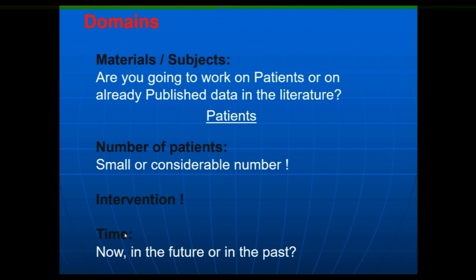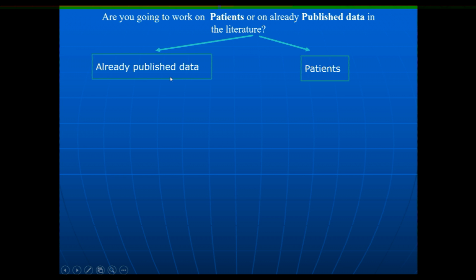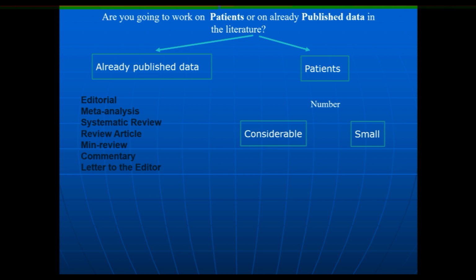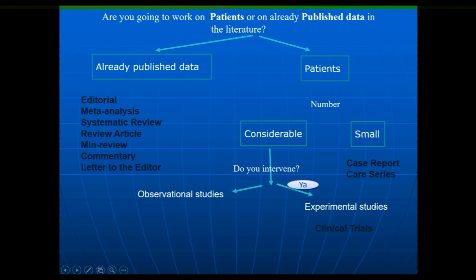Let's apply on the following chart. So, are you going to work on patients or already published data? If you're going to work on already published data, there is no need for patients. Give me examples. Yeah, systematic reviews, meta-analysis, mini-review, letter to the editor, all of those are examples of working on already published data. If I have patients, the second domain is the number. If I have a small number, it will be case report, case series. If it's a considerable number, what do you think the next domain? Intervention. If there is any intervention, it will be experimental studies, and all experimental studies are prospective.